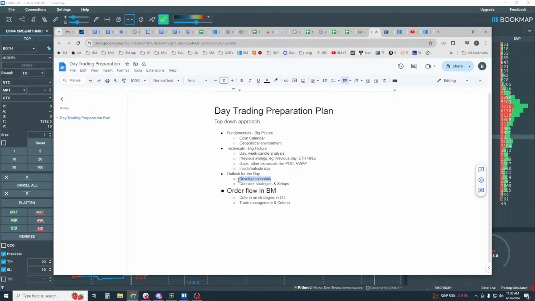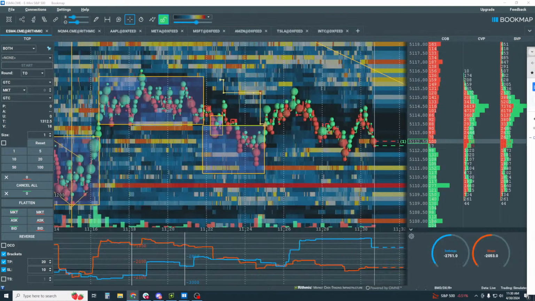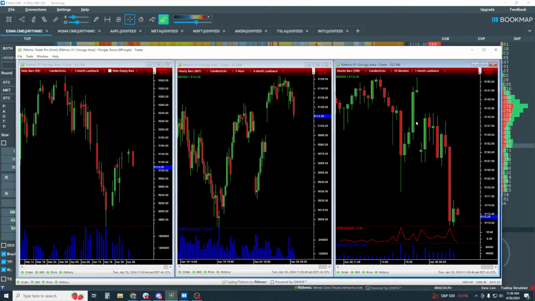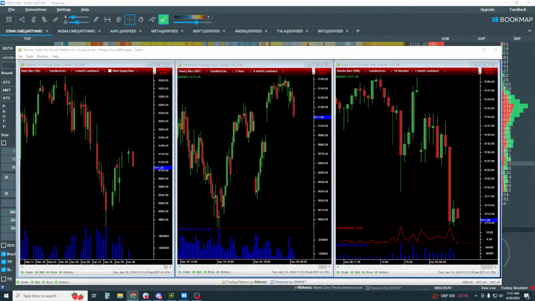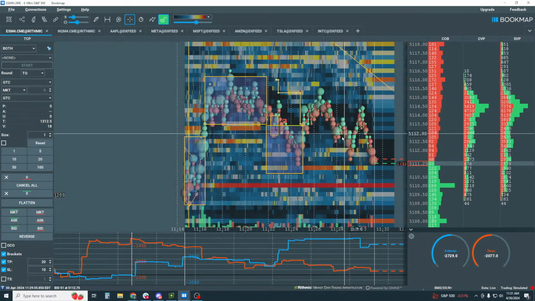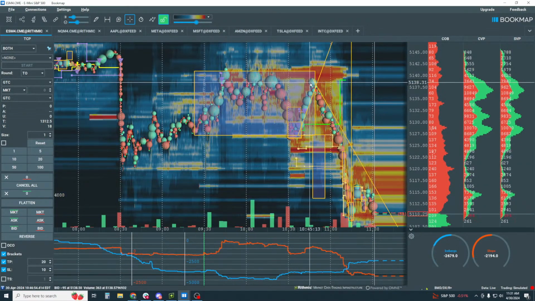Our bigger picture scenario was basically this one here, or down here in the range, the wicks up in here and the wicks down in here. And that was our scenario that we were developing. Then we start to consider some strategies and setups. We were looking for price exploration, a breakdown at this point, and we had our reasons for it too. A retest back down here after failing up here, looking for the follow through, and that's when we saw the retest up here.